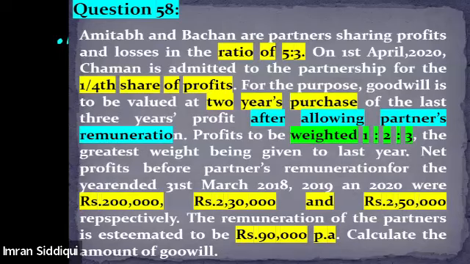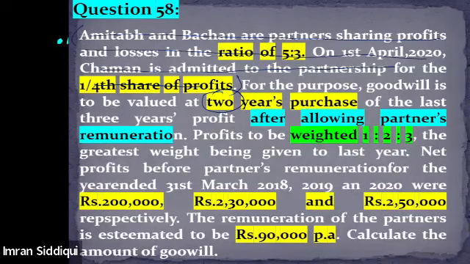Now see, in this question, all these points starting from Amitabh and Bachchan till the 1/4 share of profit are not at all relevant for the valuation of goodwill. This is completely irrelevant. This is not at all important for us. So we can just ignore this information. Move on to the fourth line, which says that goodwill is to be valued at 2 years purchase. So this is important.